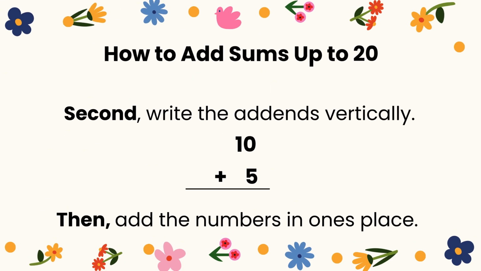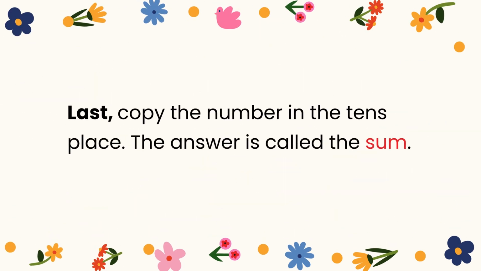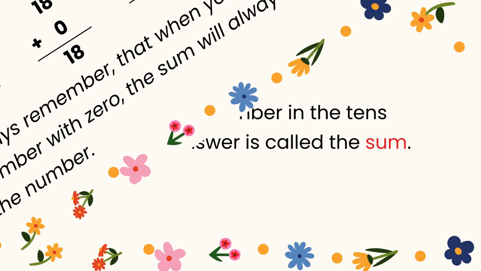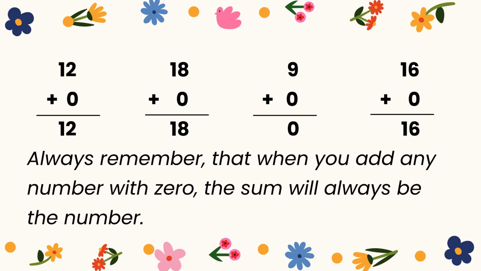How to add sums up to 20. Second, write the addends vertically. 10 plus 5. Then, add the numbers in one's place. Last, copy the number in the tens place. The answer is called the sum. Always remember that when you add any number with 0, the sum will always be the number.